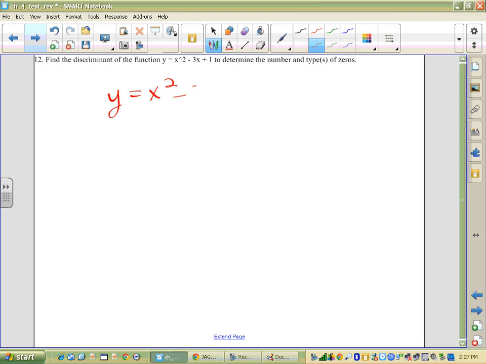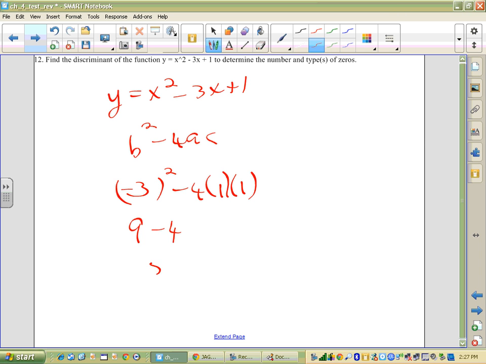Find the discriminant. y is x squared minus 3x plus 1. That's b squared minus 4ac. So that's negative 3, the quantity squared, minus 4 times 1 times 1. So that's 9 minus 4, which is 5, which is greater than 0. So there are 2 real, in this case, zeros is what I'm talking about. Zeros of the function.